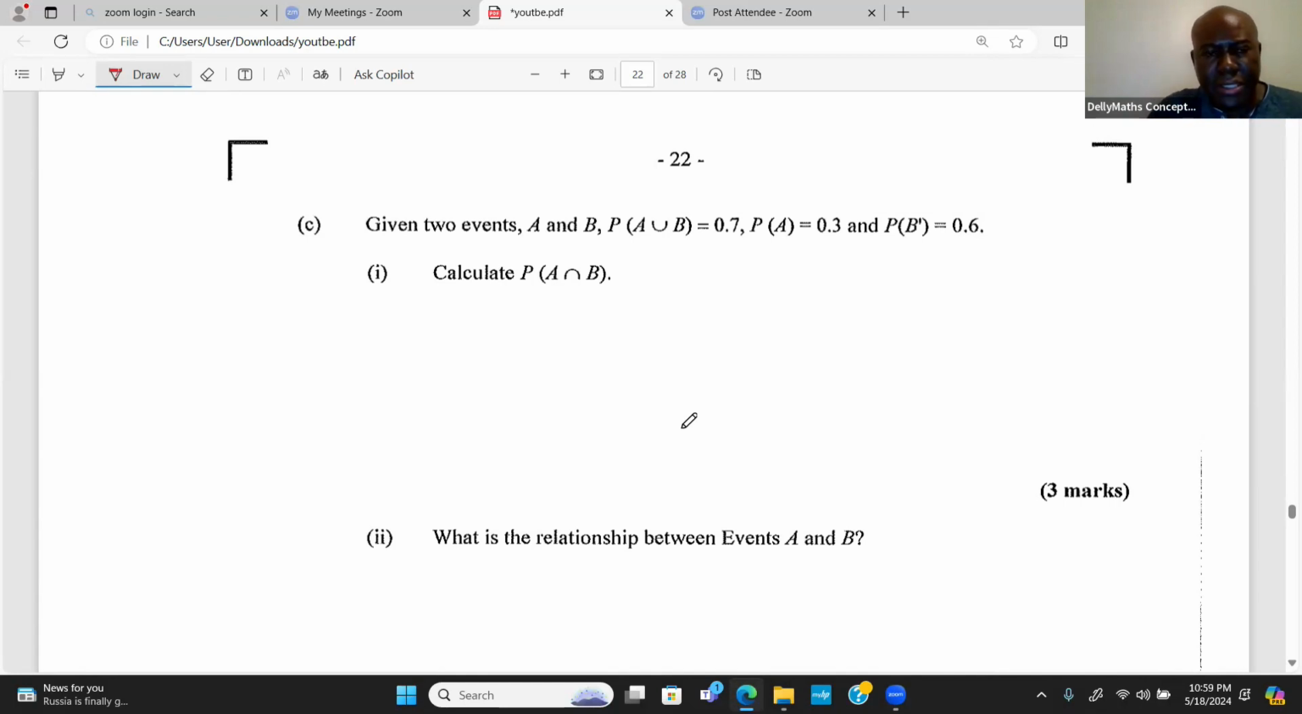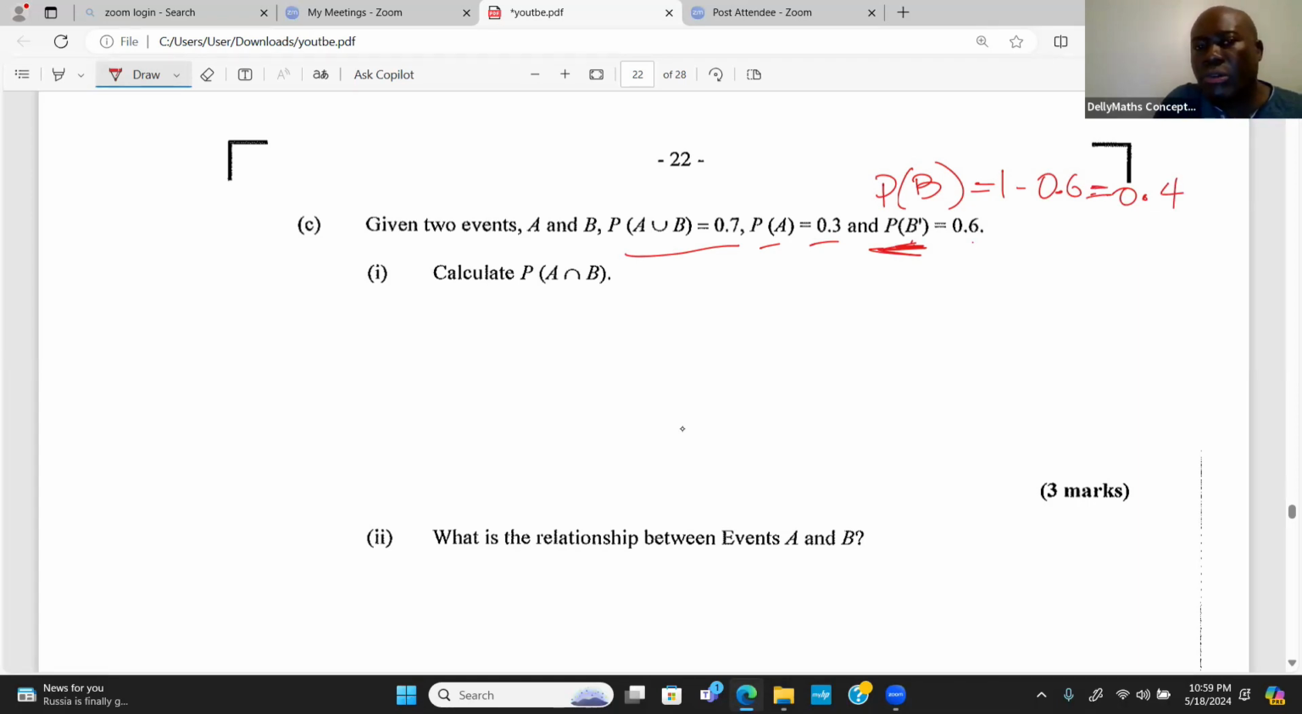It says, given two events, A and B, we have P, the probability of A union B, is equal to 0.7. Probability of A is 0.3. The probability of the complement of B is 0.6. This is not B. So one needs to take the time out to make sure that you find the probability of B. Understand that probability sums up to 1. So definitely it's 1 minus the complement here, and this would have given us 0.4. We have to look out for these tricks with that little thing there.